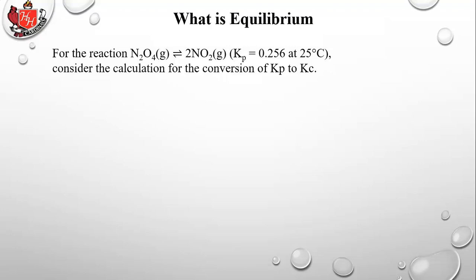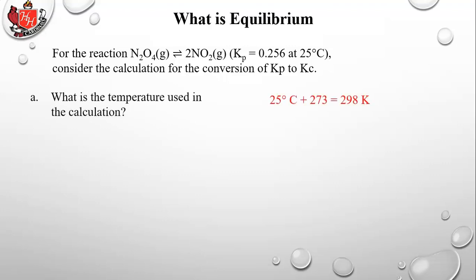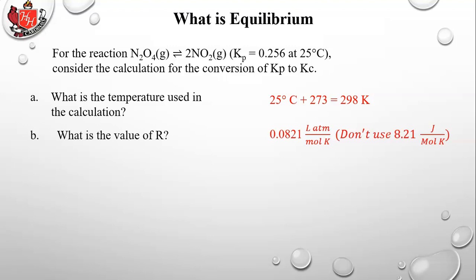Okay, so let's take an example here of N2O4 in a reversible reaction to produce 2 moles of NO2. We're given an equilibrium constant, Kp, of 0.256 at 25 degrees centigrade. It says consider the calculation for the conversion of Kp to Kc. So what is the temperature used? First of all, you've got to convert to Kelvin. Don't forget to do that. And if you're ever in doubt in chemistry, you pretty much always convert to Kelvin if you're not sure. So that would be 298 Kelvin. What is the value of R? So you want to use 0.0821 liter atmospheres over mole Kelvin.